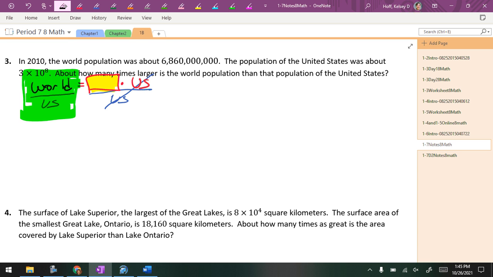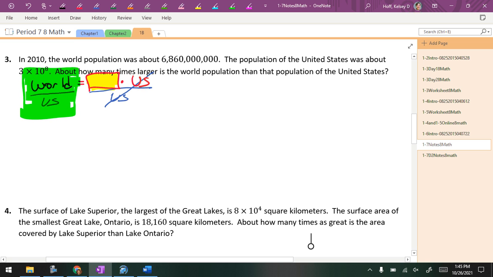How do I rewrite that number? What's it look like for scientific notation? Anybody? Rewrite this number in scientific notation. Brant, what'd you write? Times 10 to the... Anybody else? Good work. I like it. Okay. What is the US population? 3 times 10 to the 8th.